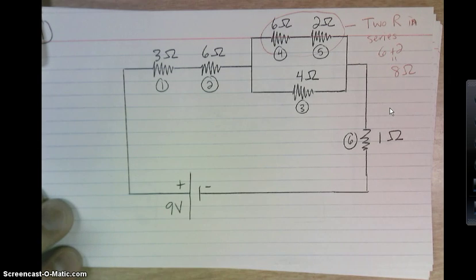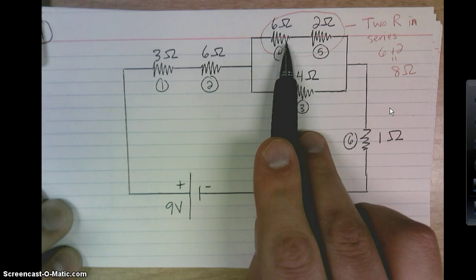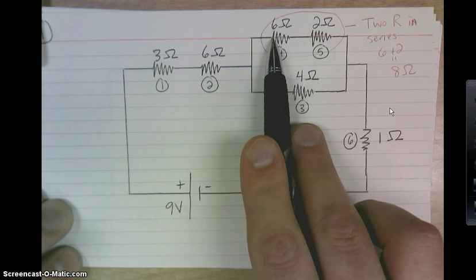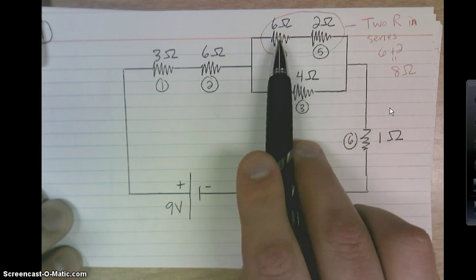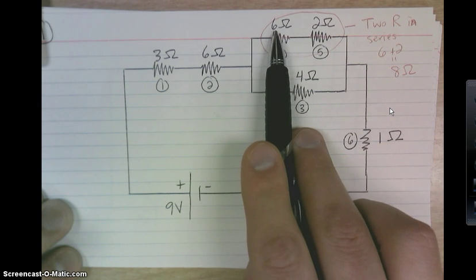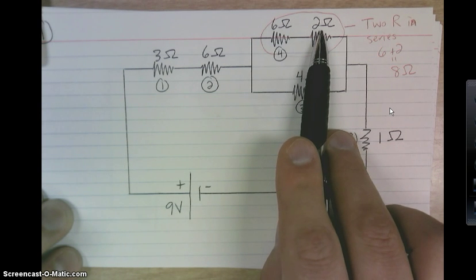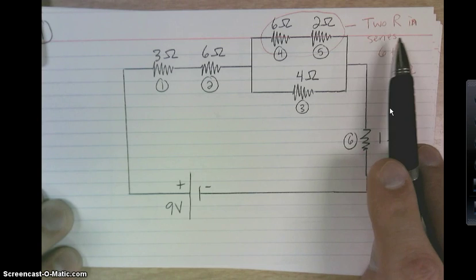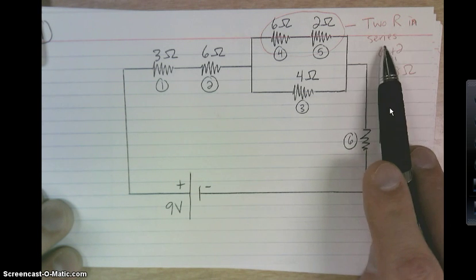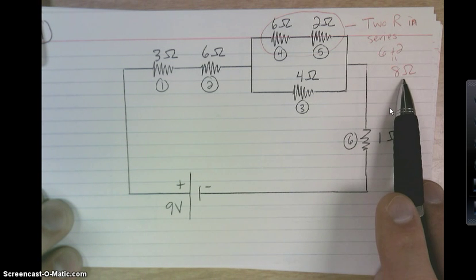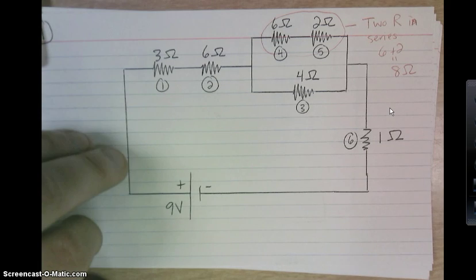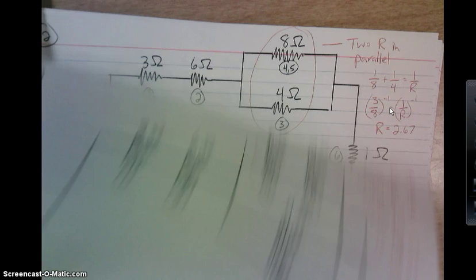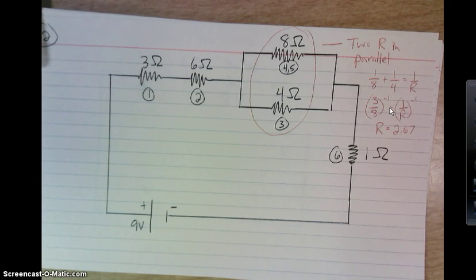So the best thing to do at this point would be to go ahead and simplify these two resistors that are in series. If I've got a 6 ohm resistor and a 2 ohm resistor in series, they should add up to what? 8 ohms. I put right here, written in red, so it might be a little harder to see right now: 2 resistors in series, 6 plus 2 equals 8 ohms. Now I've redrawn our situation with an 8 ohm resistor in there.